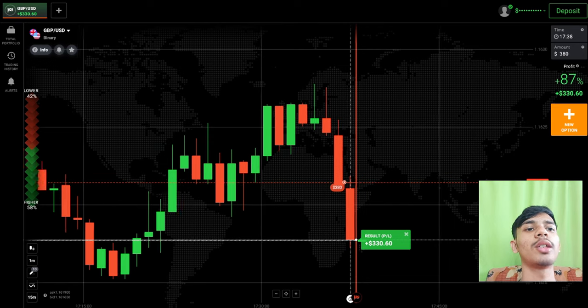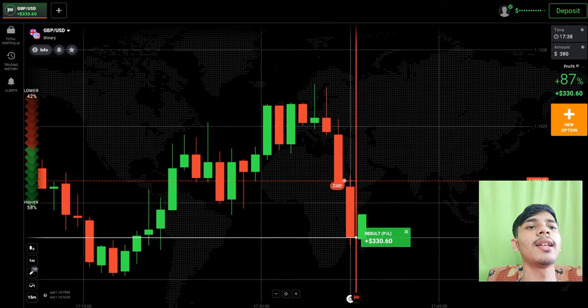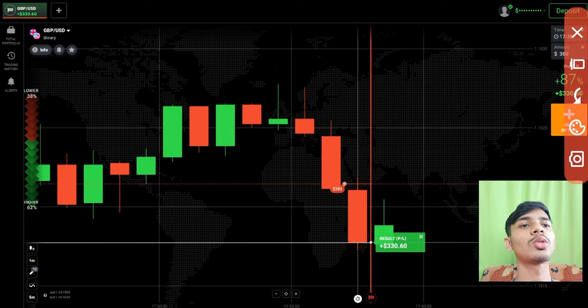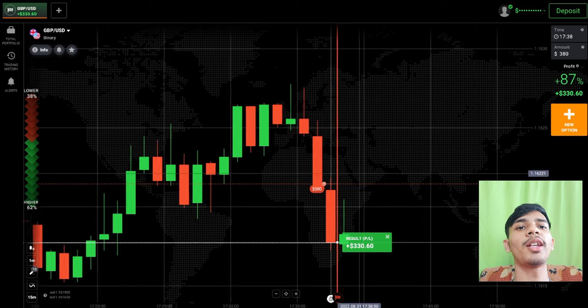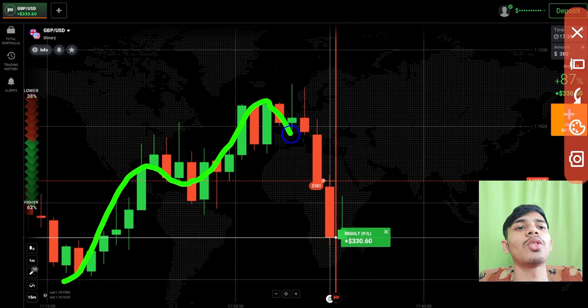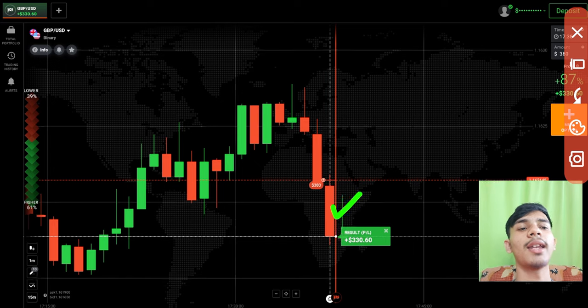So here you can see a winning trade. Like I told you, sellers will enter here because these two red candles are very strong. And one more point: on the left we are seeing an uptrend, so on the right a downtrend or down momentum will come. That's why I had gone with sellers, and you can see here a winning trade.